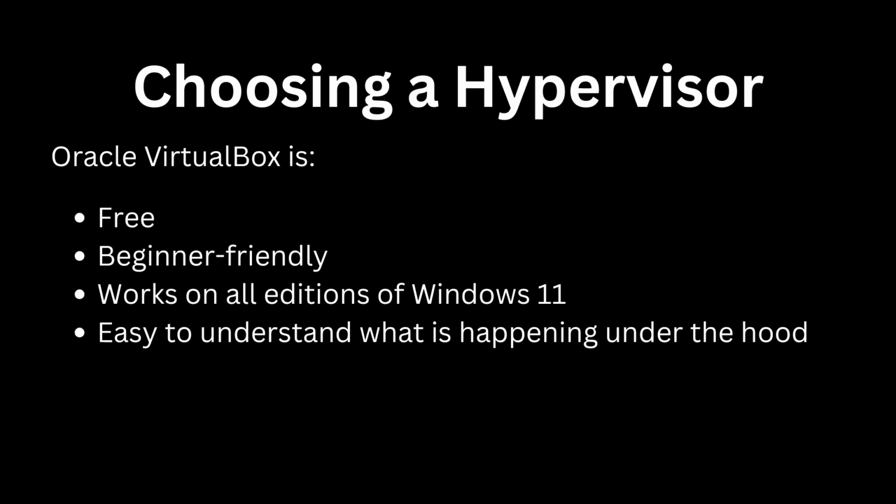Before we install Linux, we need to choose the hypervisor program for our virtual machine. On Windows, there are a few options like Hyper-V, VMware, or VirtualBox. For this video, we're using VirtualBox because it's free, beginner-friendly, works on all editions of Windows 11, and makes it easy to understand what's happening under the hood. VirtualBox is an excellent hypervisor if you're learning Linux for real projects or if you want to scale it up down the line for more advanced labs with multiple virtual machines.